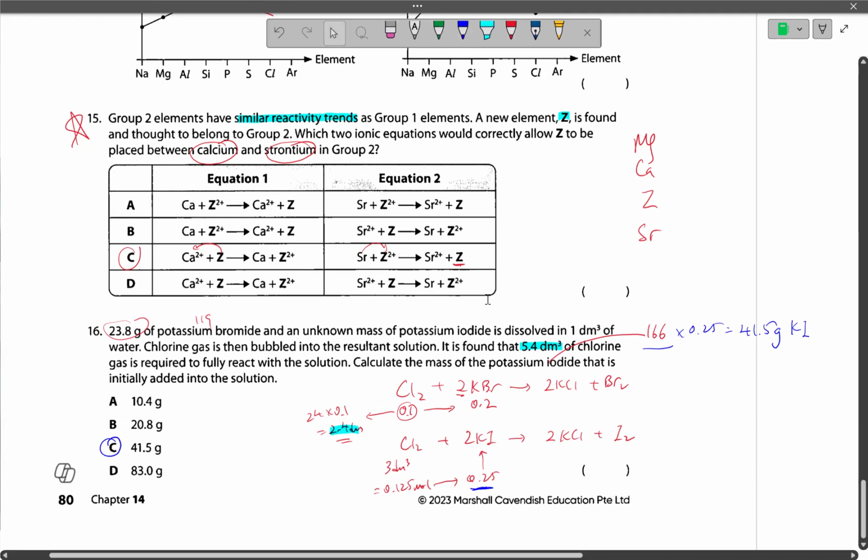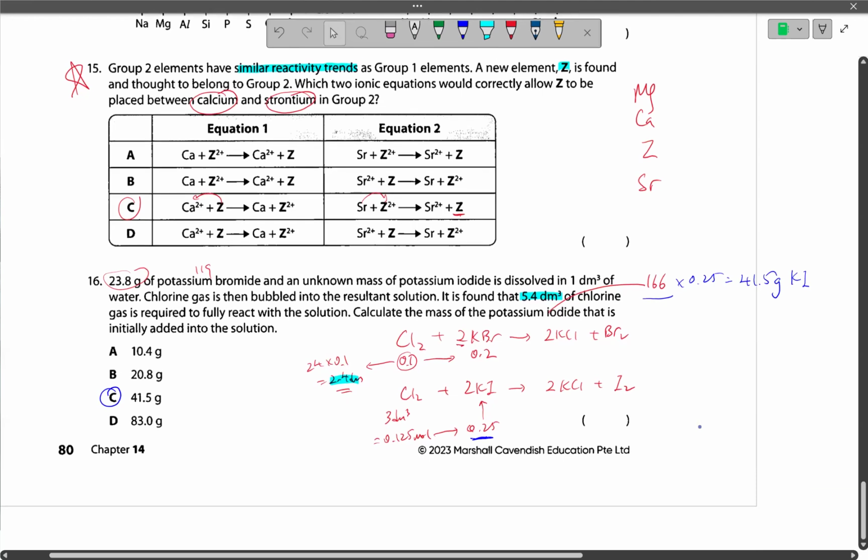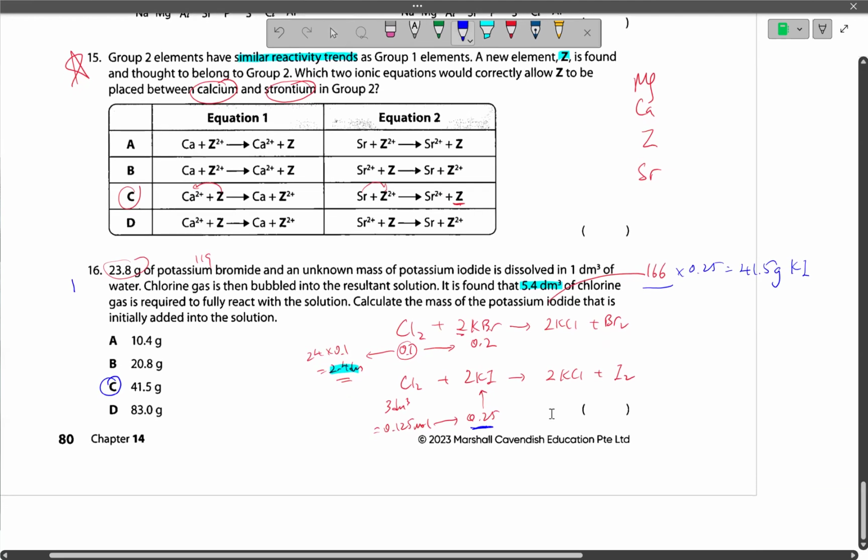All right. So this question is a bit complex because chlorine reacts with both potassium bromide and potassium iodide. So given the mass of potassium bromide, I want to find out how much of my chlorine reacted with my potassium bromide. First, find the mole of potassium bromide, which is 0.2. Chlorine needed is 0.1. Volume needed is 2.4 dm cube. So out of 5.4, 2.4 is reacted with bromide. So obviously, 5.4 minus 2.4, 3 dm cube reacted with potassium iodide.